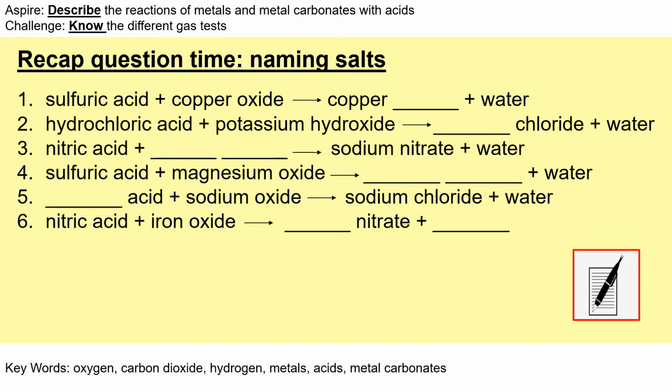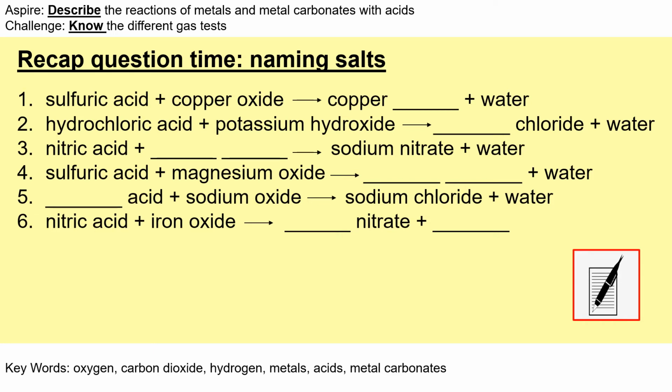So what I would like you to do now is have a little bit of practice and a bit of a recap on how we name salts from a neutralization reaction. The first one I'd like you to have a go at is sulfuric acid plus copper oxide gives copper something plus water. Number 2 is hydrochloric acid plus potassium hydroxide gives something chloride plus water.